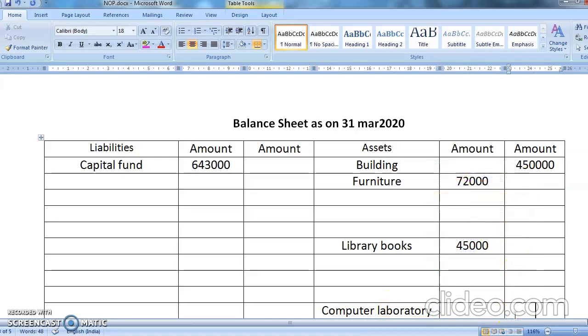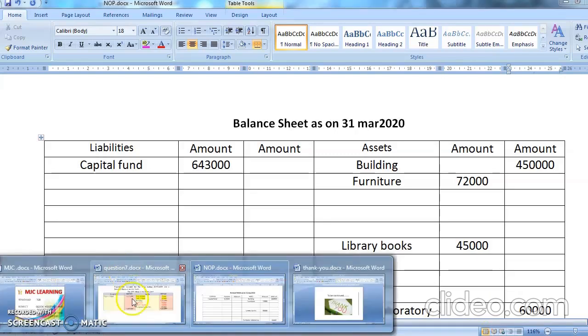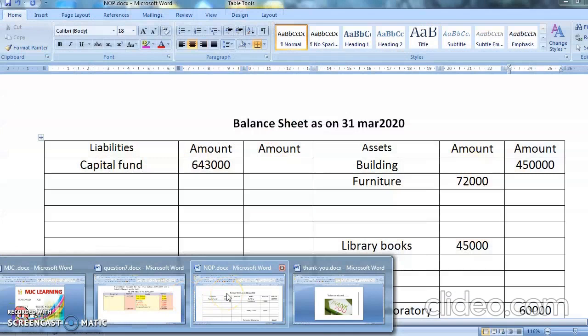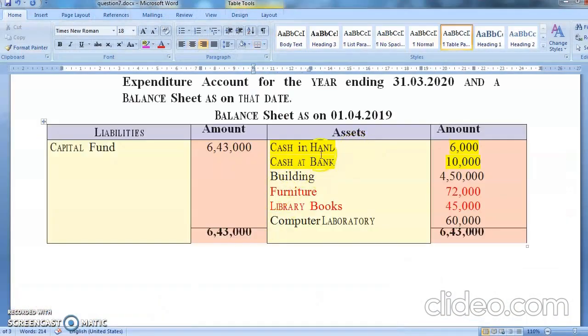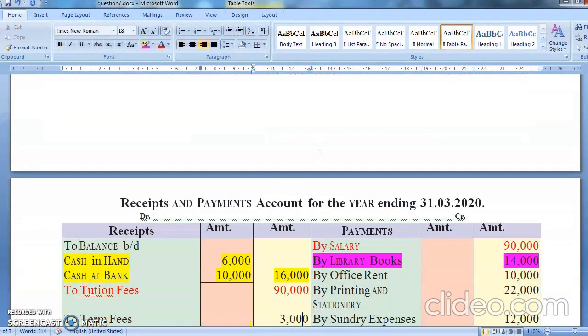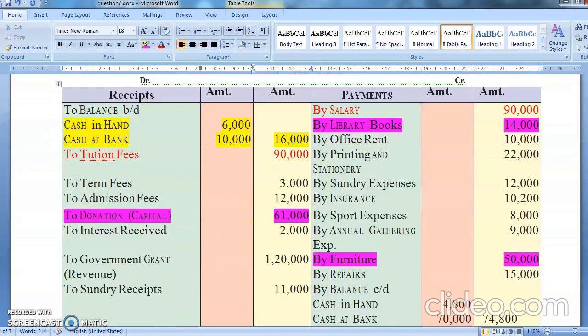So what is computer laboratory? 60,000. Okay, now students, we have done the posting of the full balance sheet. Cash in bank and cash in hand, there will be no entry because it is your closing, and for receipts and payments it is already done. Now tuition fees, it is having an adjustment.